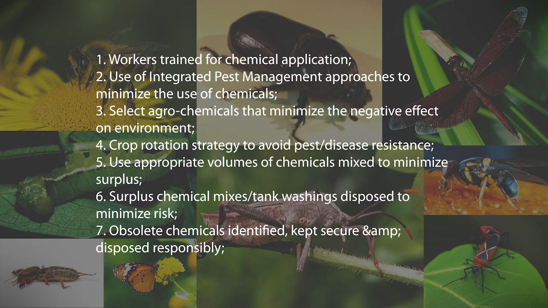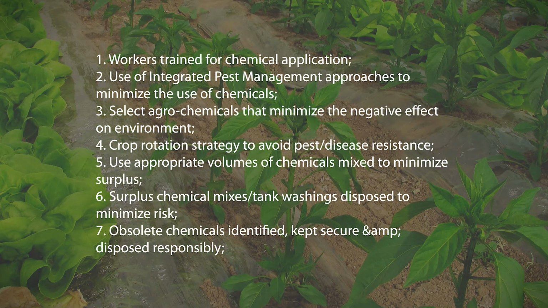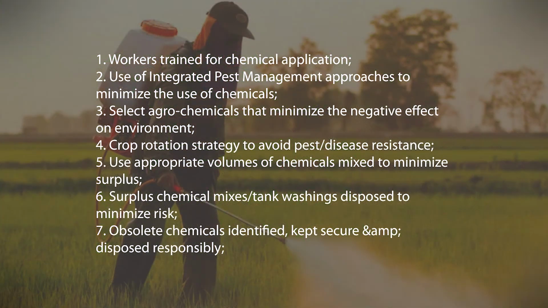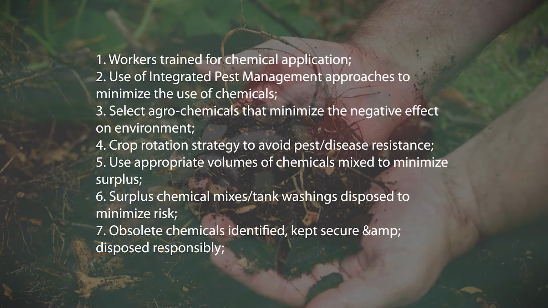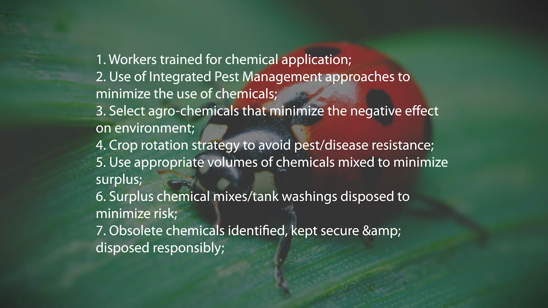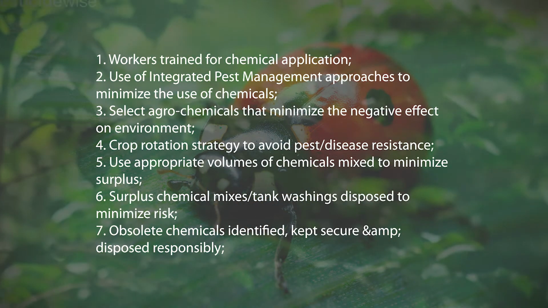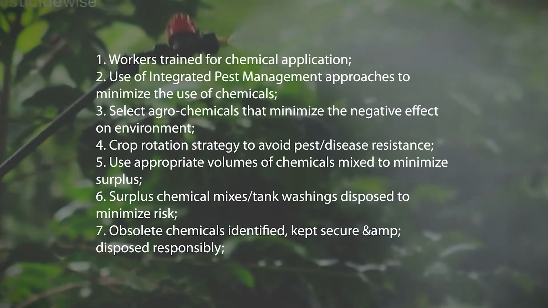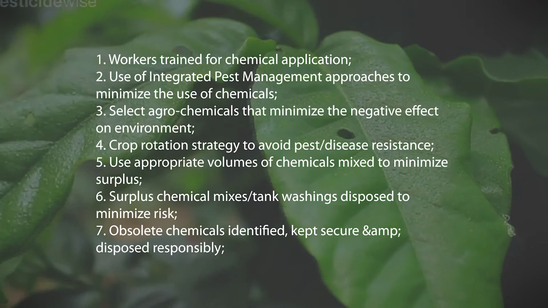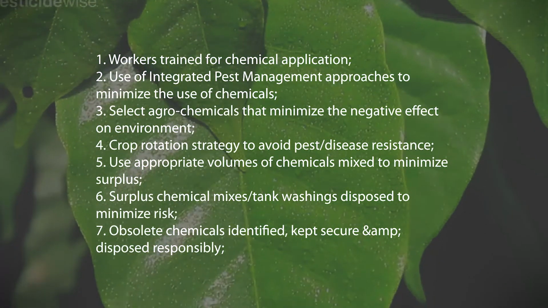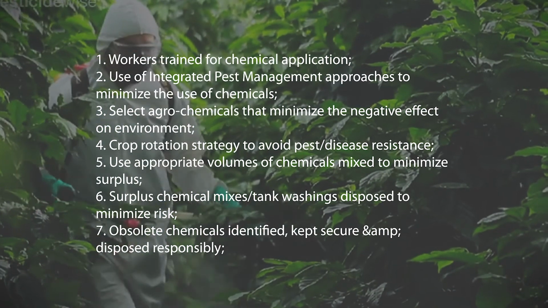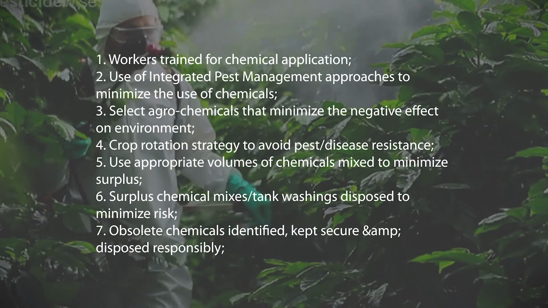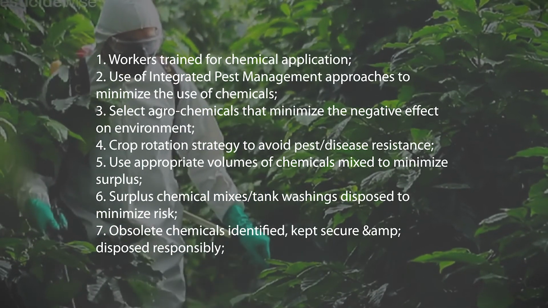The use of integrated pest management approaches to minimize the use of chemicals. Some examples include the use of ground cover to reduce weeds that harbor pests, the use of neem or other biological pest control, composting, and the introduction of beneficial pests such as ladybugs. If you have to use chemicals, select agrochemicals that minimize the negative effect on the environment. It is important, extremely important, to follow the instructions on the product labels before use. Consider a crop rotation strategy to avoid pest or disease resistance.